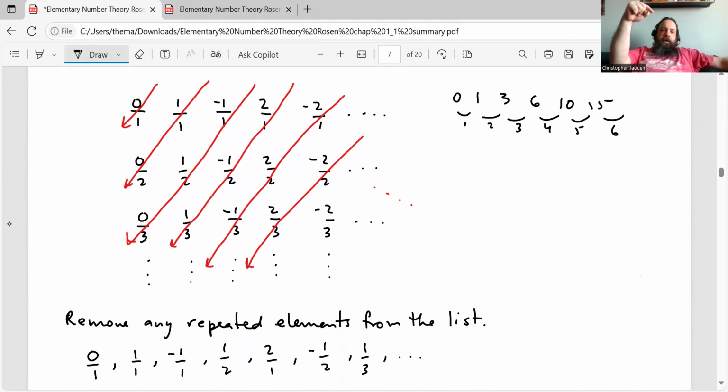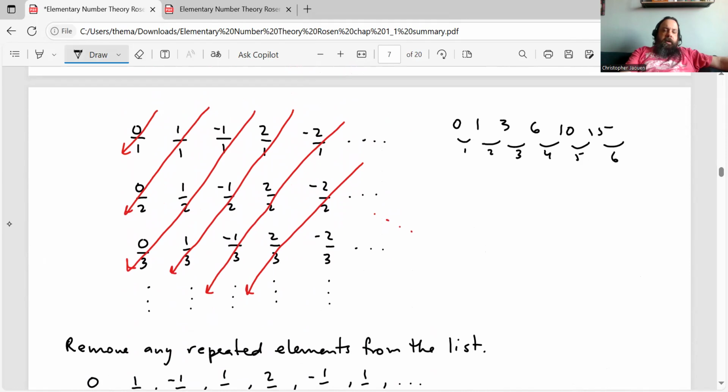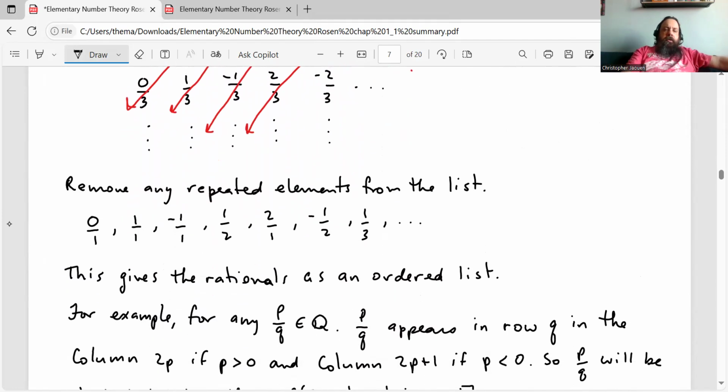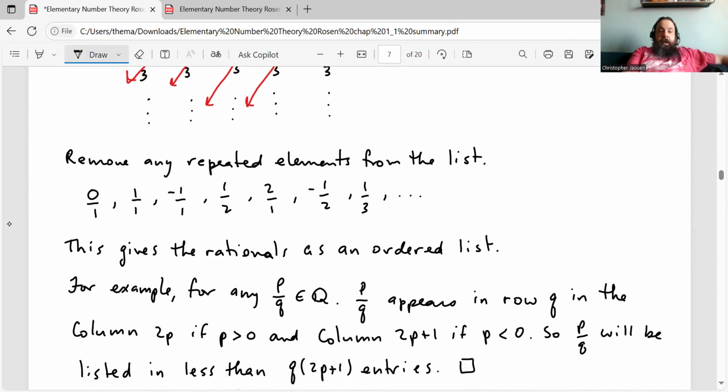So follow the arrows. First, here I have it written down here. The first entry in the sequence would be 0 over 1. Then the next entry would be 1 over 1, then 0 over 2, then negative 1 over 1, then 1 over 2, then 0 over 3, and so on. You keep going like that in this sort of diagonal way. And you throw out the repeats. So there's no need to write the repeats. When you come across a rational number that you've already listed, just throw it out and go to the next one. All right, so this gives the rationals as an ordered list, which means that they're countable.